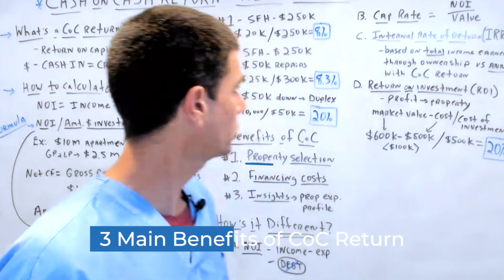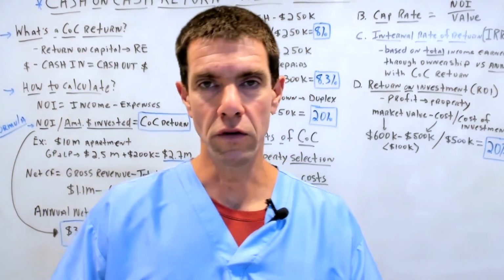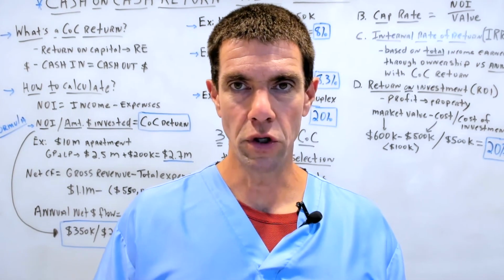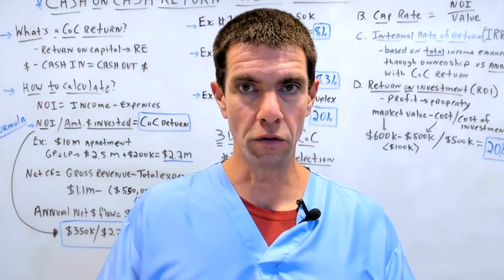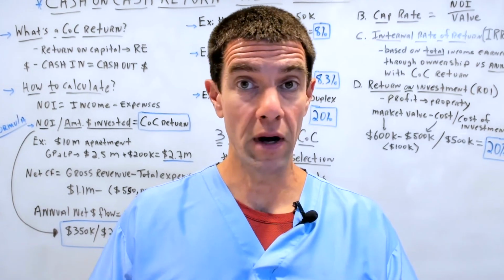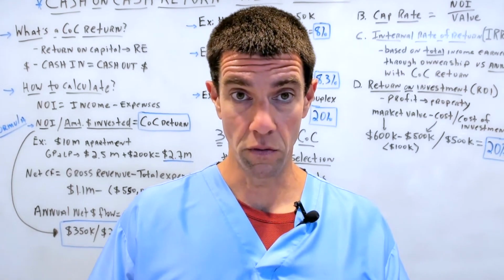Number one, property selection. One of the most practical uses of this return has to do with the selection of a property. Now, using it allows you to perform a very fast side-by-side analysis of multiple deals based on the information available, such as if they give you their operating expenses, the rent roll, and other seller-provided financials.